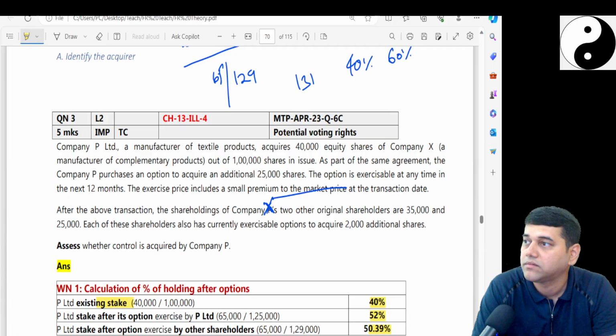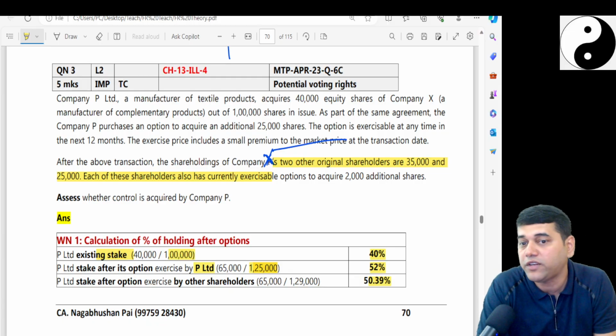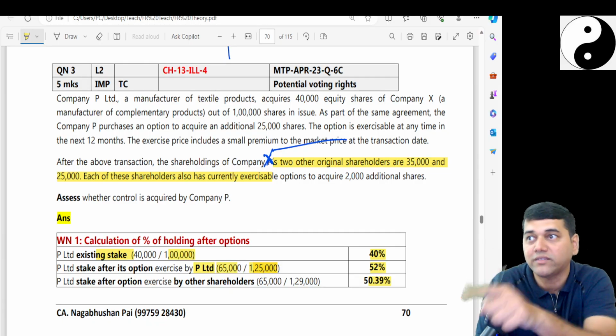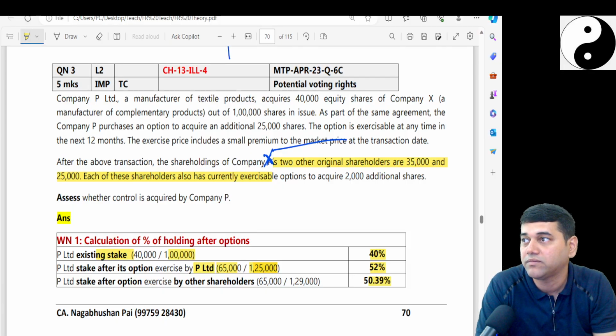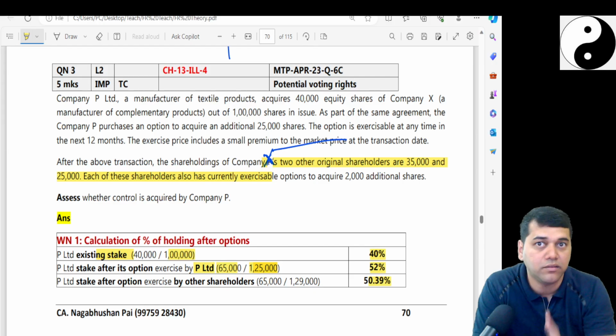Yes, X. You have to read it as X, not P. That's what I am telling you. If P Limited exercises the option, then you get out of C. Initially you had 1 lakh. If P exercises the option, the total shares of X Limited will increase to 125. Out of that your stake is 65. At the moment you exercise, those people also will exercise in X Limited. These people are not of P. It is the print mistake.